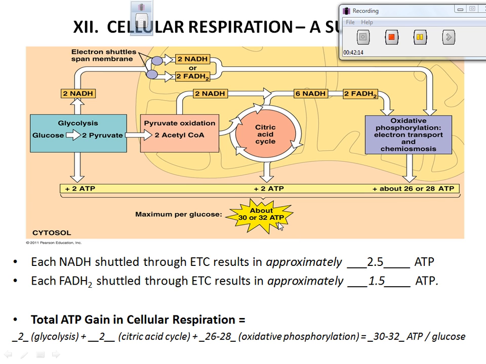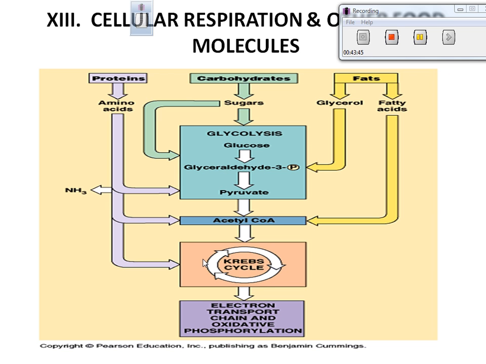So depending on if you use that route or if you go back up here and you say, oh, let's not use NADH, let's use FADH2, and so these 2 up here would be 1.5, that's where you get that 26 from. So between 30 and 32 total is what is acceptable on this.